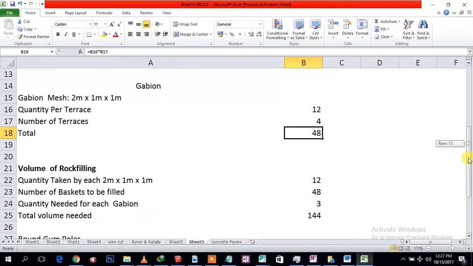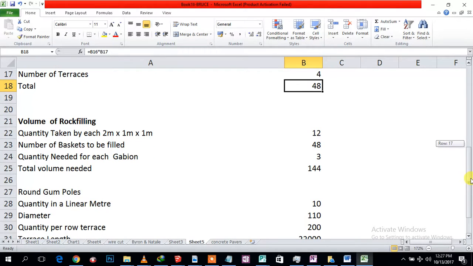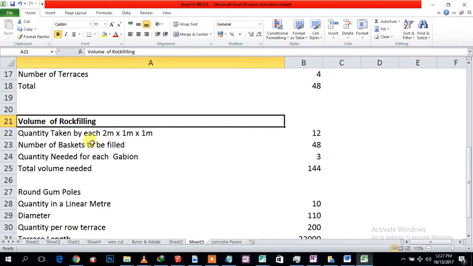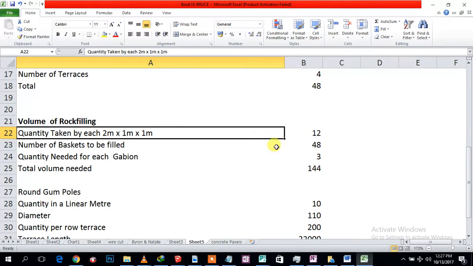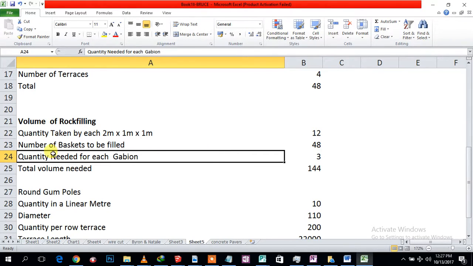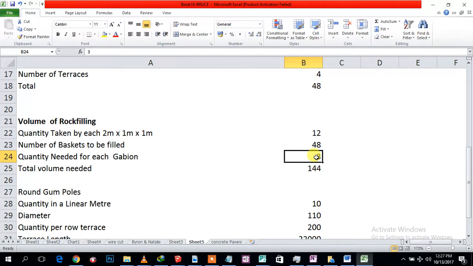Then the next move is to find out the total quantity of rocks that you're going to need to fill up all those 48 gabions for all the terraces. So, the quantity taken by each gabion: it's 3 tons, or 3 cubes. When the whole gabion, with a length of 2 meters, a width of 1 meter and a height of 1 meter, is full, it needs 3 tons.